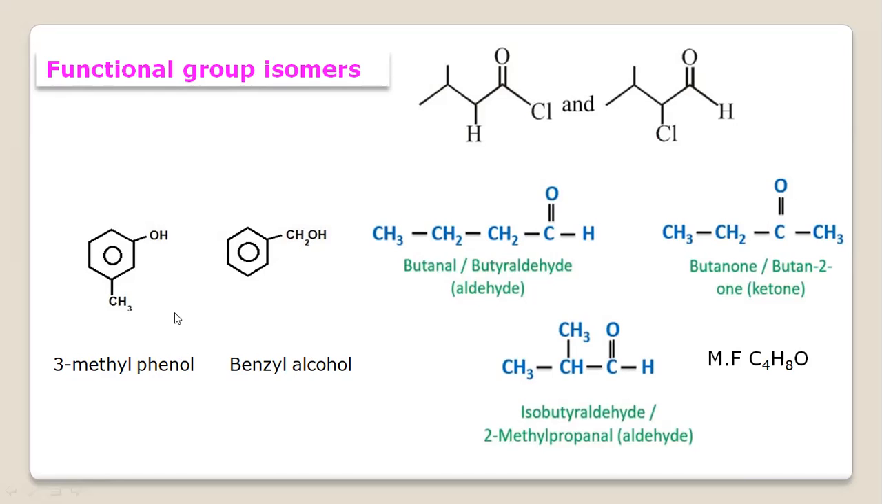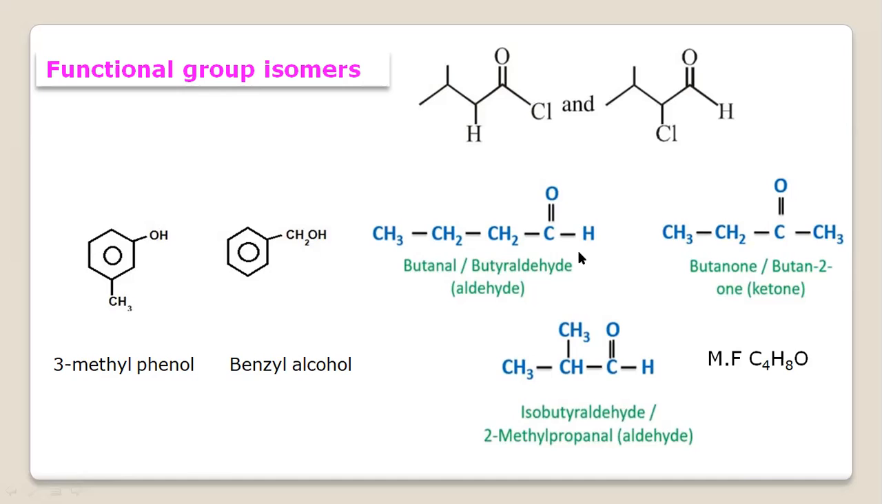So 3-methyl phenol and benzyl alcohol, these two are functional isomers of each other. And see here, all these examples are for the same molecular formula C4H8O: butanol, butanone or isobutyraldehyde. They all have the same molecular formula but differ in their functional group.